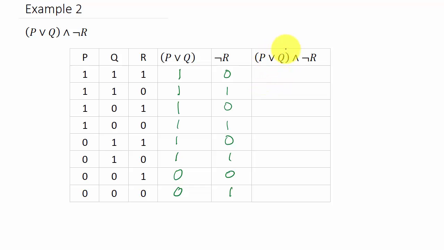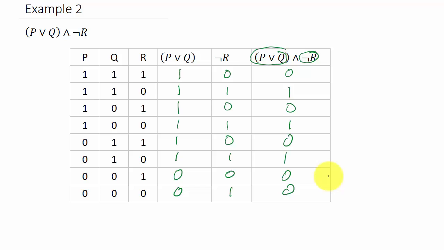I have this and this. So this is true only when both of them are true. Okay, so let's look. I have true, false, so that's going to be false. I have true, true, so that's going to be true. I have true, false, so that's false. I have true, true, so that's true. True, false, so that's false. True, true, so that's true. False, false, so that's false. And then false, true, that's false.